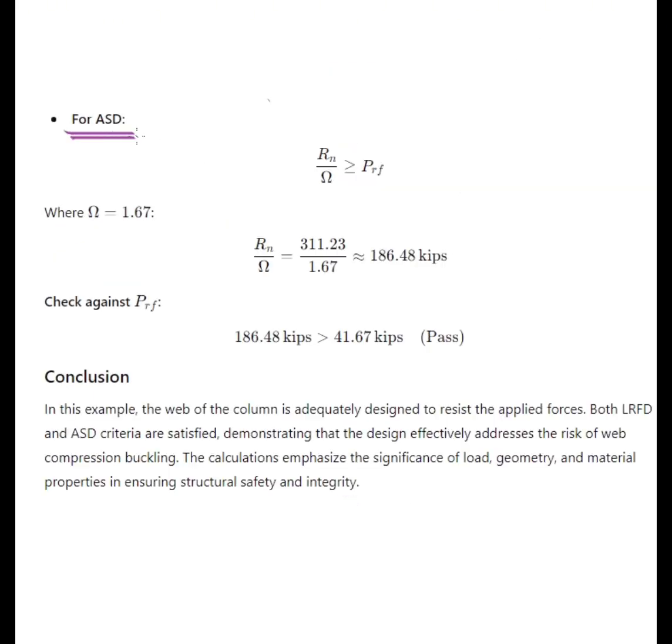So same for ASD. Rn divided by safety factor. Rn is 311, safety factor 1.6, and it becomes 186. So if you check against PRF, it passes.